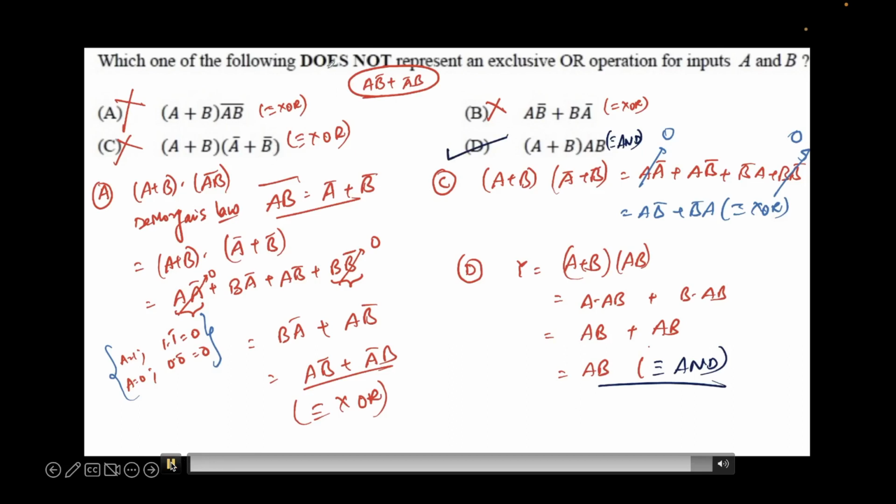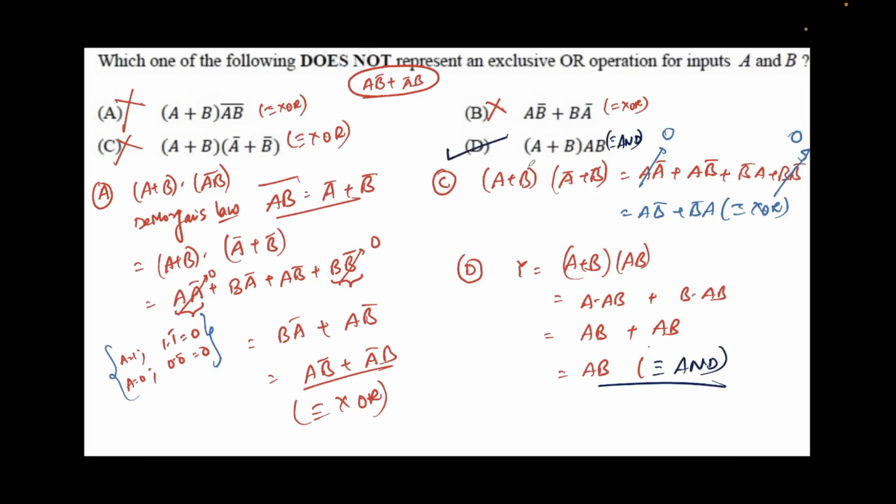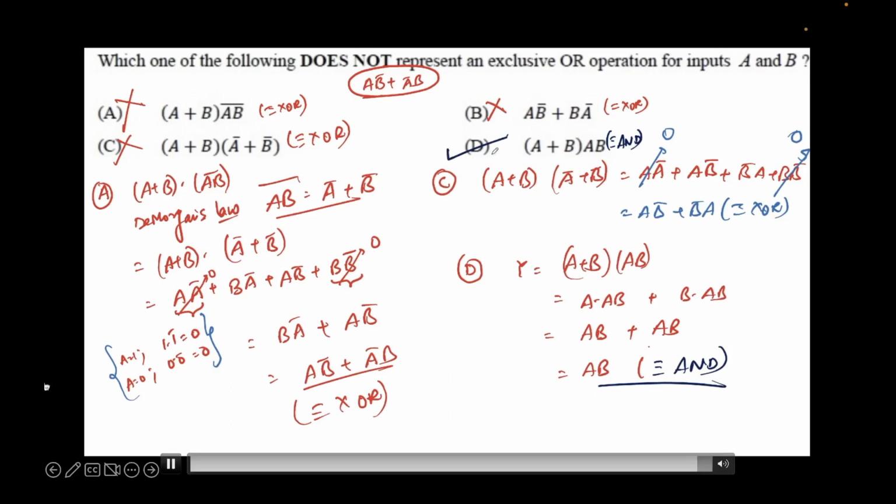Note that we are required to find which does not represent XOR. Option D represents an AND gate. Option D does not represent an XOR gate. And hence option D is the correct answer.